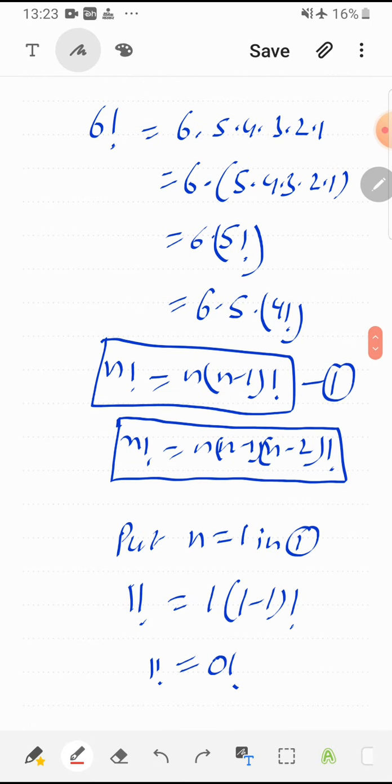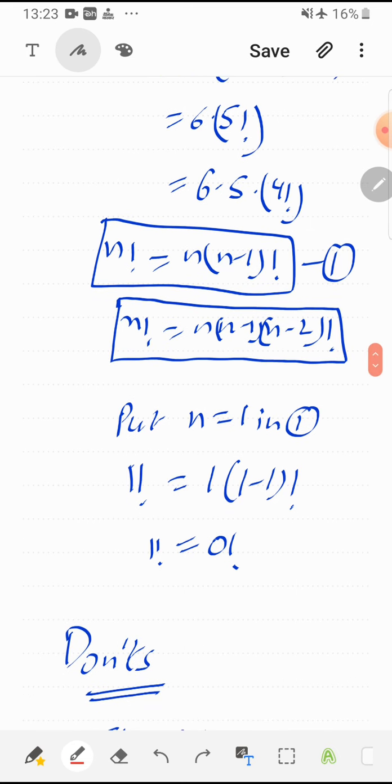So if n is 0, then straightaway the definition can't give us the value of 0 factorial, or it seems that 0 factorial is 0. But if we put n equal to 1 in this equation, we will get 1 factorial is equal to 1 into 1 minus 1 whole factorial, or 0 factorial. So that means 0 factorial is also equal to 1.